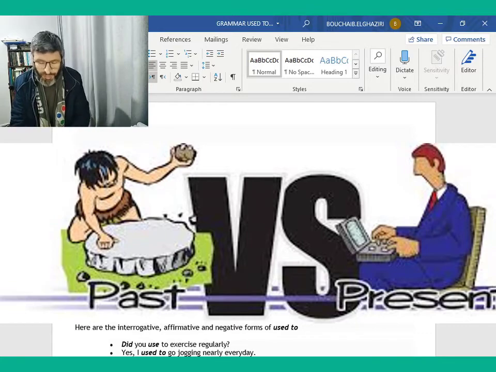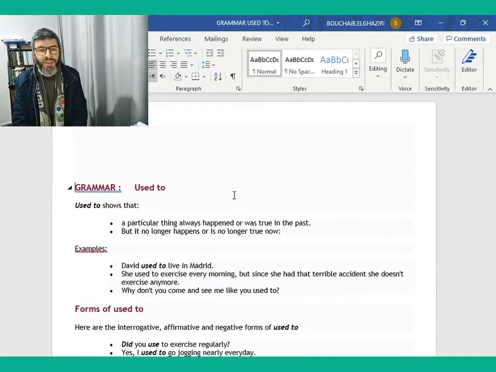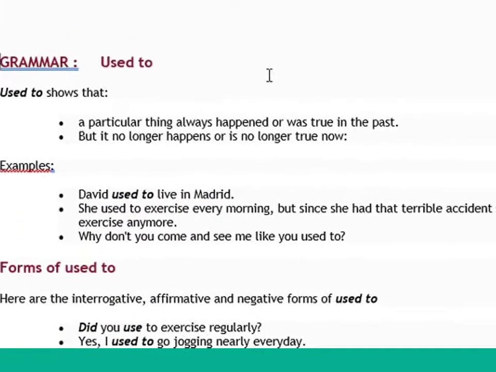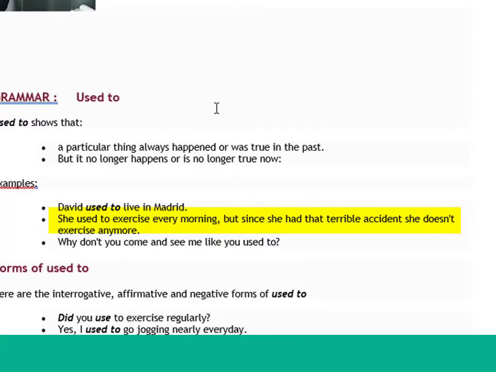Let's look at these examples. David used to live in Madrid. She used to exercise every morning, but since she had that terrible accident, she doesn't exercise anymore. Why don't you come and see me like you used to?